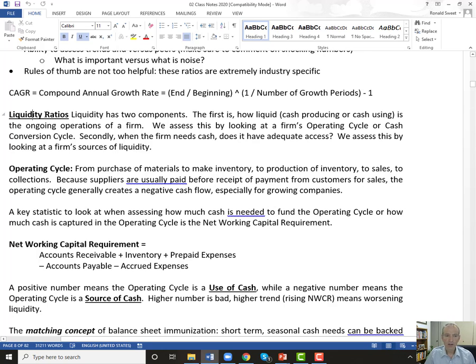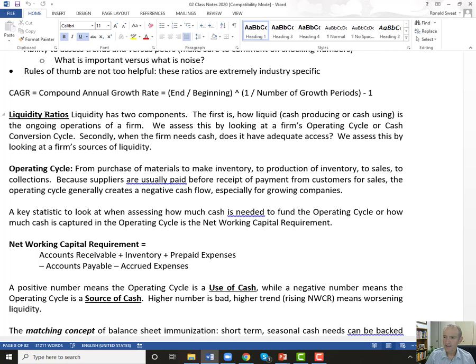So let's start with liquidity. Liquidity has two components. First is how much cash this firm is producing. What is its operating cycle? We're trying to figure out, is this a cash deficit operating cycle or a cash rich operating cycle? Does the operating cycle create cash or does it eat up cash? So that's the first thing we're going to look at.